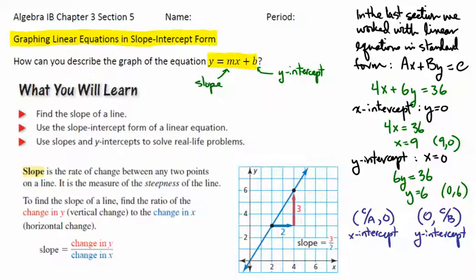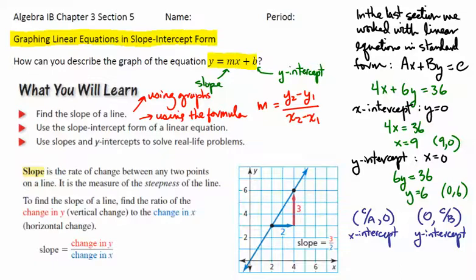And so that's what we want to be able to work with in this section. And we're going to do three things. Number one, we're going to find the slope of a line, and we're going to do that two different ways. We're going to do that using graphs, as we'll see in just a second, and we're also going to do that using the formula y2 minus y1 over x2 minus x1. So we'll calculate slope or measure slope using graphs, and we'll also do it using the formula y2 minus y1 over x2 minus x1. And finally, we're going to use slopes and intercepts to solve real-life problems.